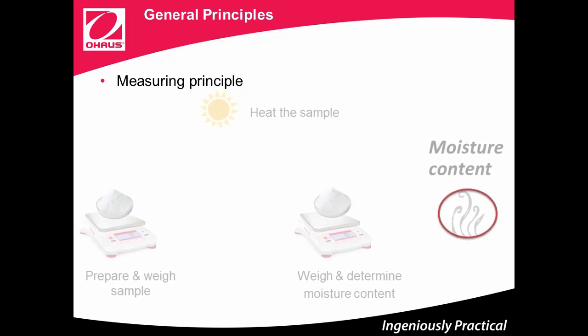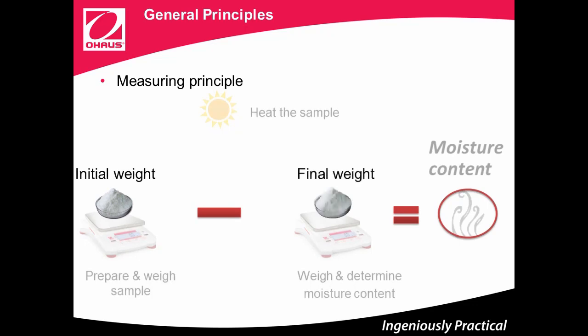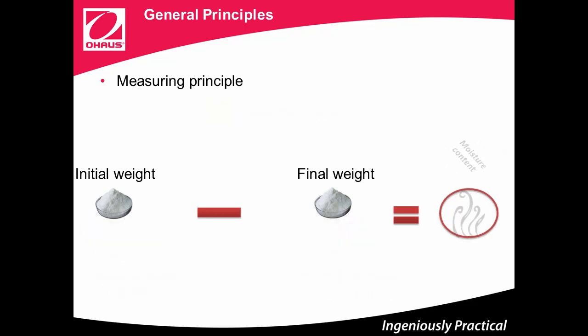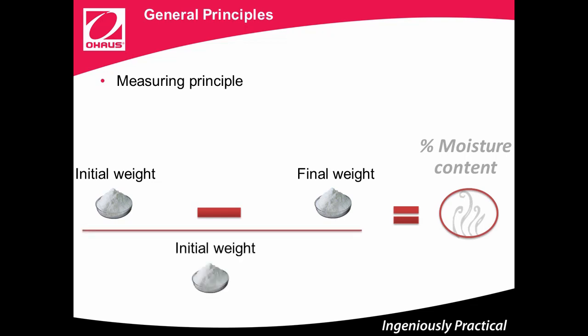To calculate moisture content, subtract the initial weight from the final weight. The weight change is interpreted as the moisture content. Usually, we express moisture content as a percentage. To express the moisture content as a percentage, divide the moisture content by initial weight.